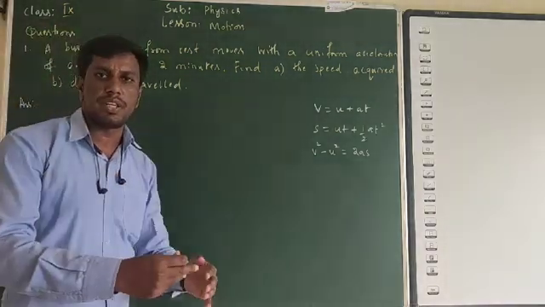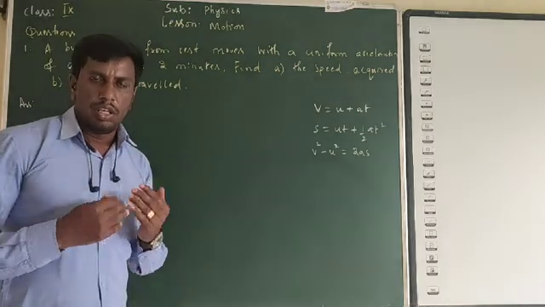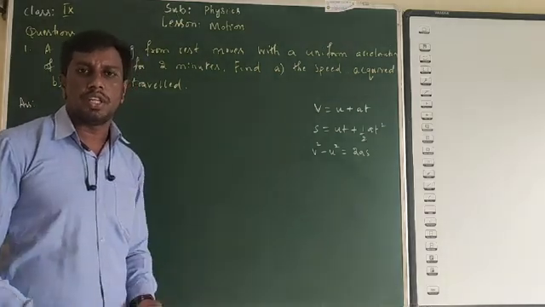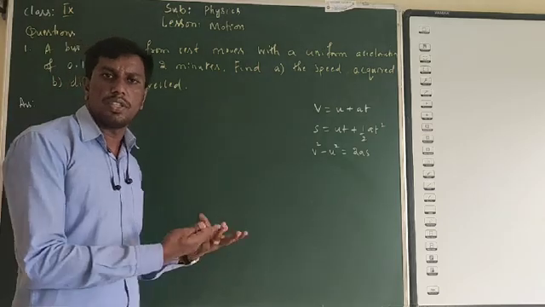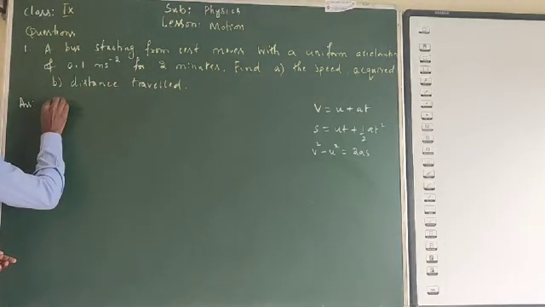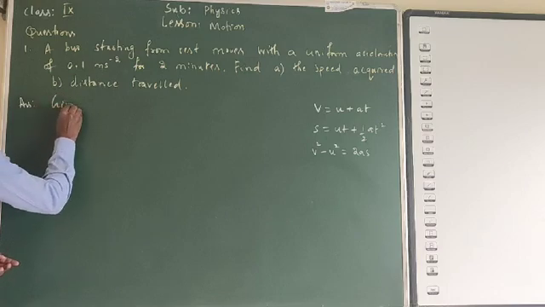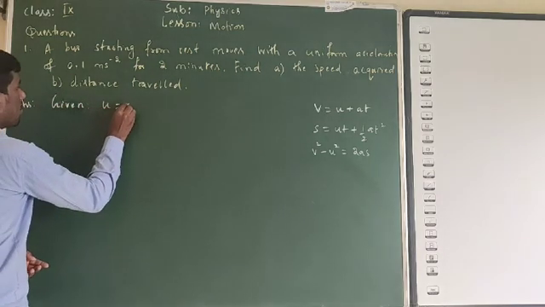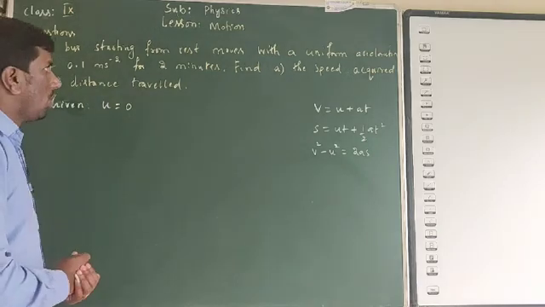Okay, so the situation is a bus starting from rest. What is the initial velocity? It is starting from rest, so initially it is at rest. So initial velocity is 0. U is equal to 0. We take it as given.